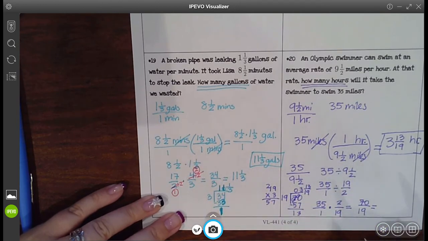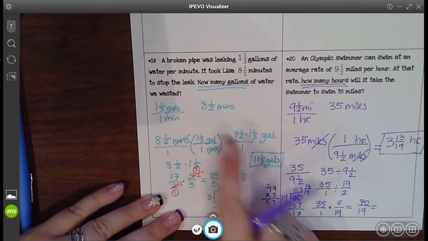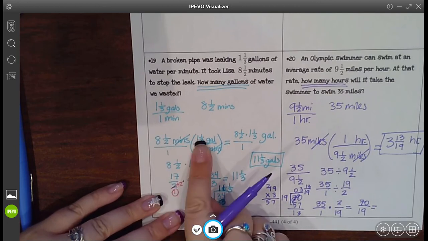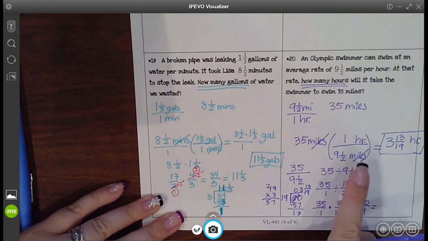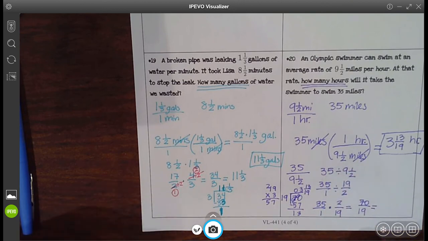And then you put the numbers that match with it. 9.5 went with miles, 1 went with hours. 1 1/3 went with gallons, 1 went with the minute. Okay, if they're across from each other, you multiply them. If one's on top and one's on the bottom, then you divide them. And then from there, you guys know how to do the basic operations of multiplying fractions or dividing fractions in mixed numbers. Okay, congratulations. You just figured out how to do what I consider some of the hardest types of word problems. Great job.